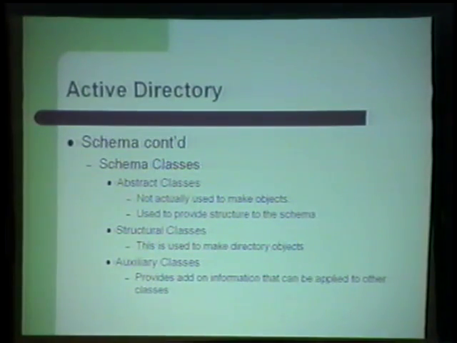And then you have auxiliary classes. What an auxiliary class is for is to provide additional attributes to any class that you want. For instance, a security identifier is an auxiliary class. And what that means is you can attach additional security options or attributes to any type of object you want.